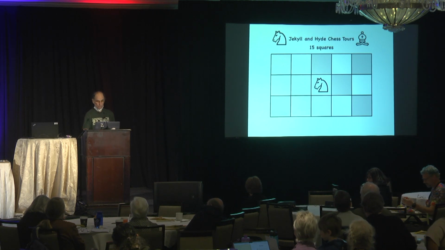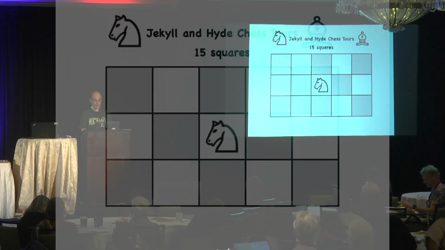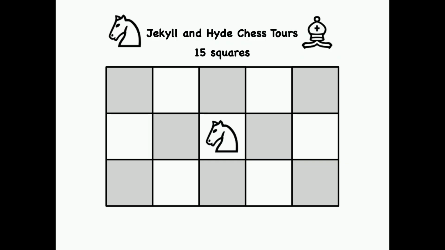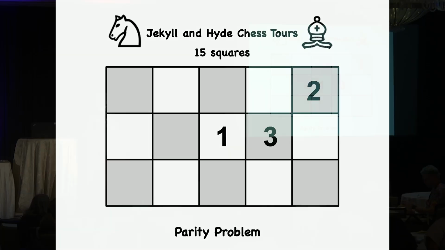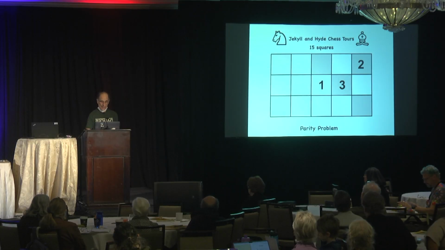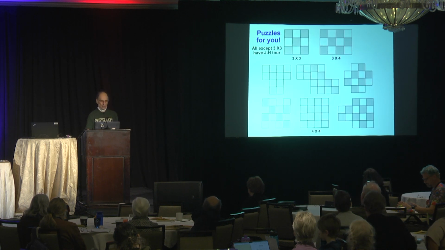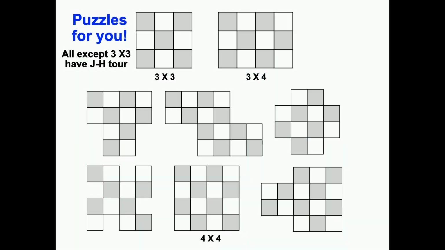Well, what if we had what I call a Jekyll and Hyde chess piece that starts out as a knight, does a knight move, and then becomes a bishop, does a bishop move, etc. What kind of tours of these rectangles or chessboards can we get? Well, with 15 squares, you get some parity problems. But I have some puzzles for you in the paper that was contributed.